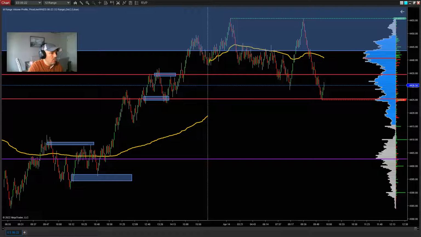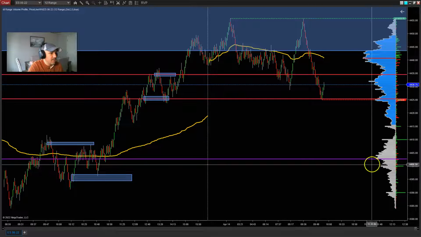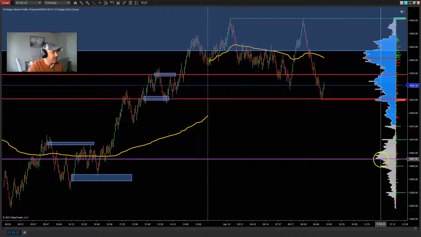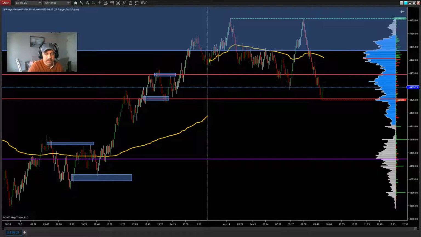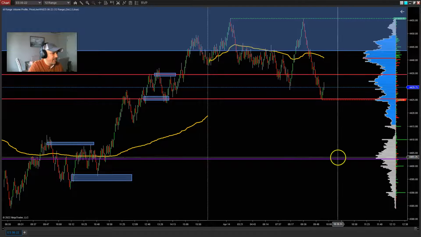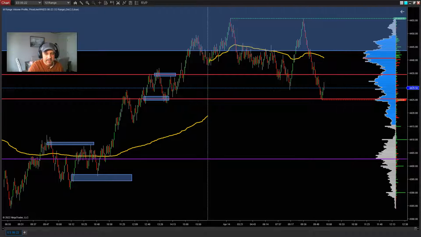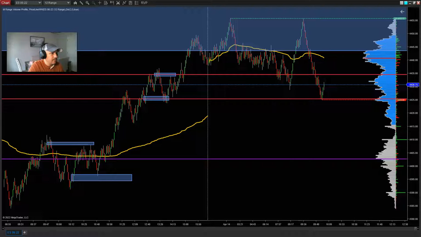This purple line represents that area of demand off the 60 range. So price may come to that area. Hopefully we get a move to this area today and can see some rejection, but I'm not sure what the market may do. Let's see here.